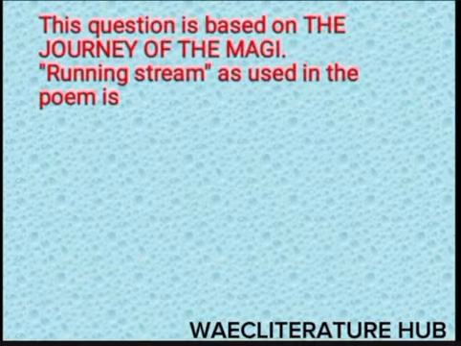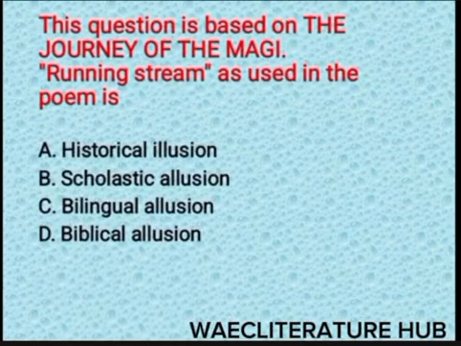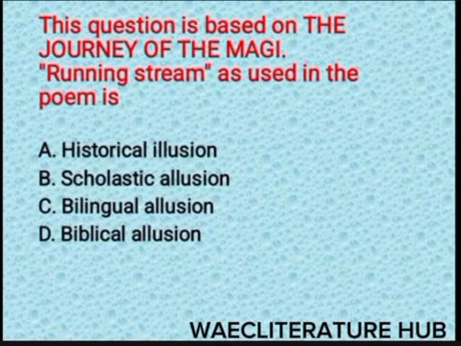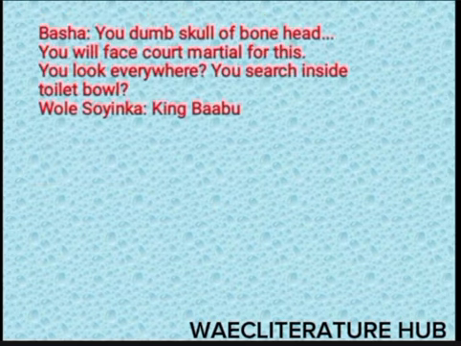This question is based on The Journey of the Magi. Running stream as used in the poem is: historical allusion, scholastic allusion, bilingual allusion, biblical allusion. And our answer is biblical allusion. Okay? Running stream is from the Bible. We all know that this poem in its entirety is a biblical allusion, right? So running stream is taken from the Bible, where Jesus refers to himself as what? As the river.